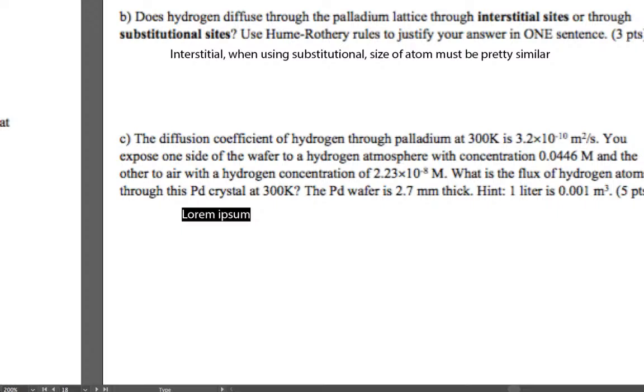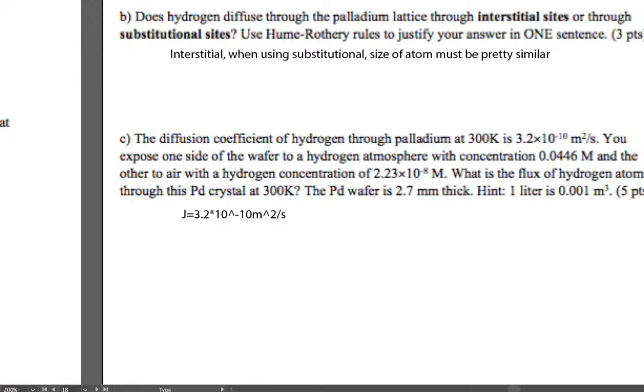Okay, so the flux here would equal the D. So that would be 3.2 times 10 to the power of negative 10 meters squared per second. We need to write all of the units, because if you don't, you might end up messing up the entire calculation. So that's basically why you write all of those things there.